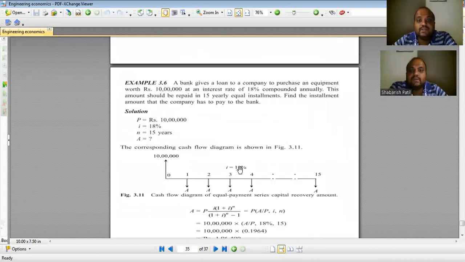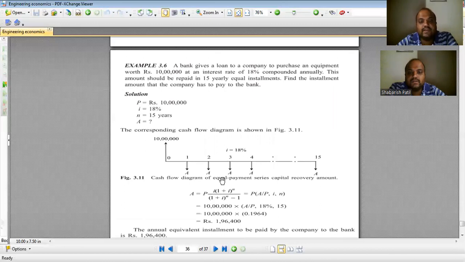A bank gives a loan to a company to purchase an equipment worth rupees 10 lakhs at an interest rate of 18% compounded annually. This amount should be repaid in 15 yearly equal installments. Find the installment amount that the company has to pay to the bank. So what we know is the present amount rupees 10 lakhs, I is 18%, N is 15, and we have to calculate the annuity A.